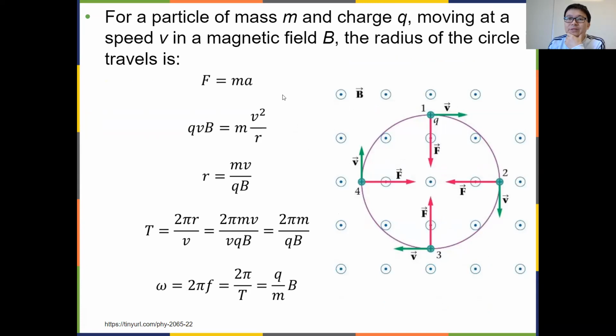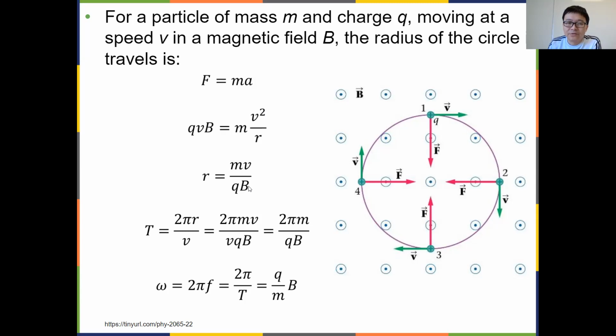The force, according to Newton's second law, is mass times acceleration. The force is coming from the magnetic force. Originally V and B are perpendicular to each other, so QVB sine of 90, which is just QvB. The acceleration of this circular motion will be V squared over R, so M times V squared over R. Then R, the radius, is equal to mv over qB.